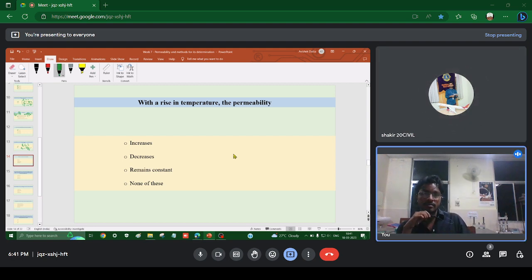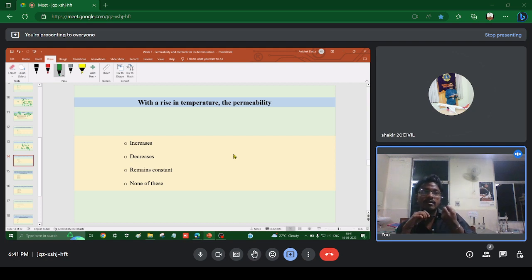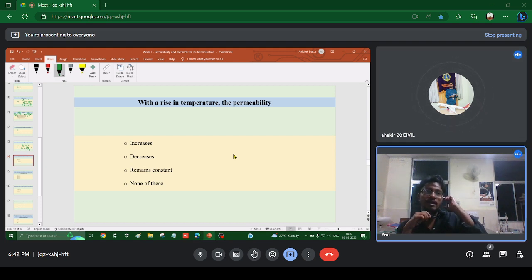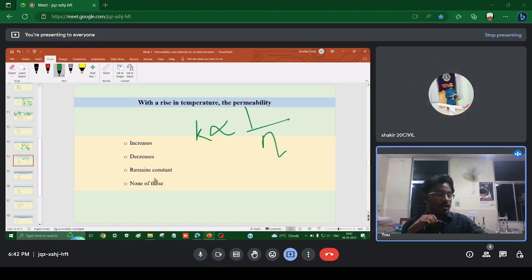Its viscosity will change. If there is a rise in temperature, will the viscosity increase or decrease? The thickness, the viscosity, what will happen? It will decrease, right? Yes, sir, it will decrease. And once the viscosity is decreasing, what will happen to K? Yes, sir, it will increase. So when temperature is rising, K, the permeability, is also rising. If temperature rises, K also rises.